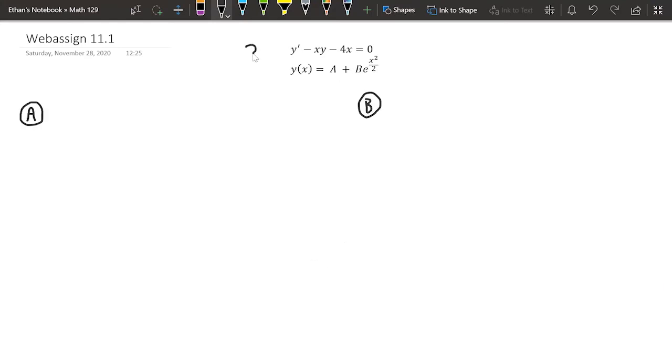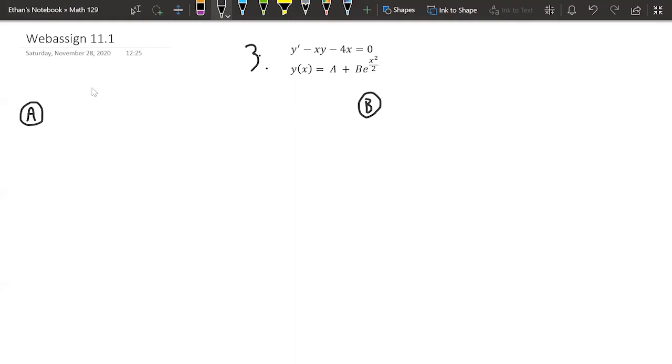Next question that we're going to look at, or last question that we're going to look at, is number 3 from WebAssign section 11.1, which is asking us a couple of questions about this differential equation, y prime minus xy minus 4x equals 0, and this proposed solution, which is y of x equals a plus b times e to the power of x squared over 2.